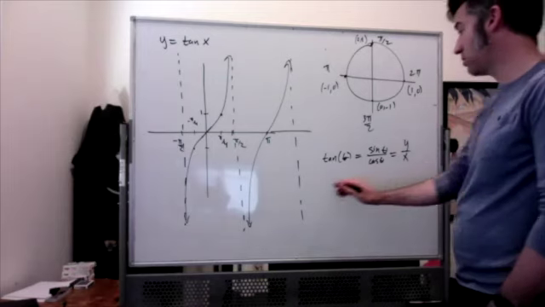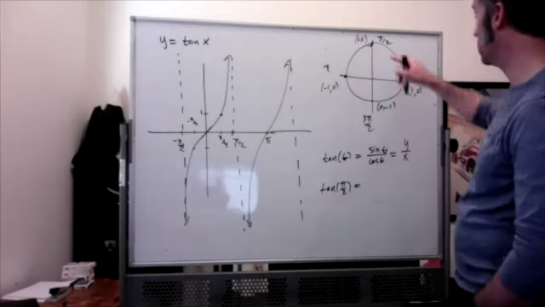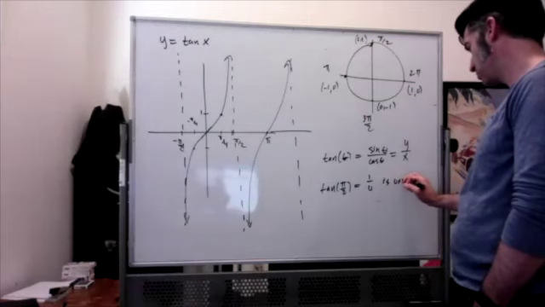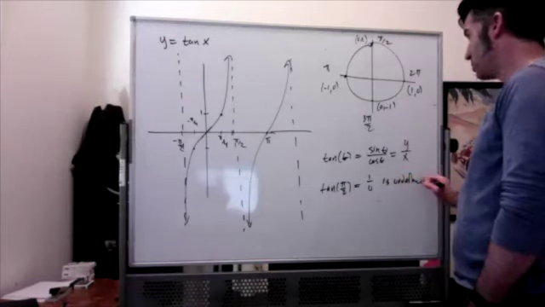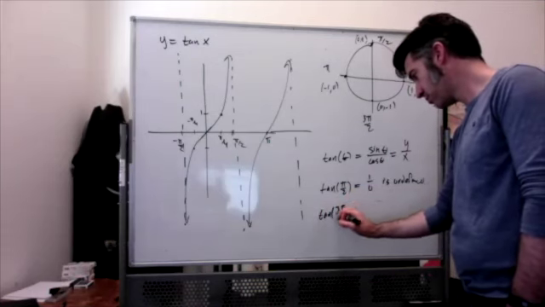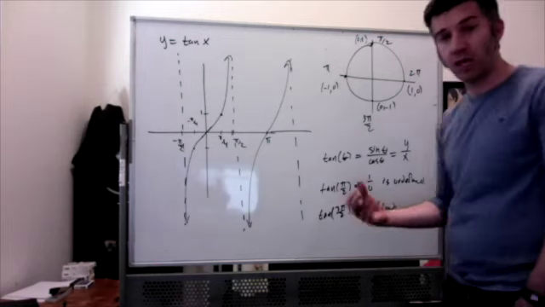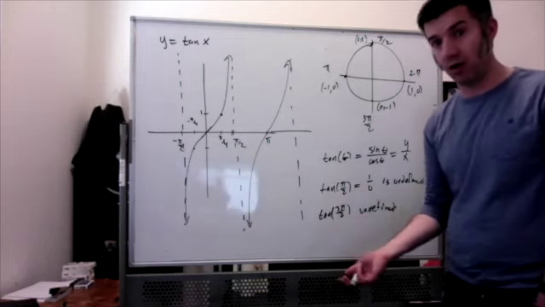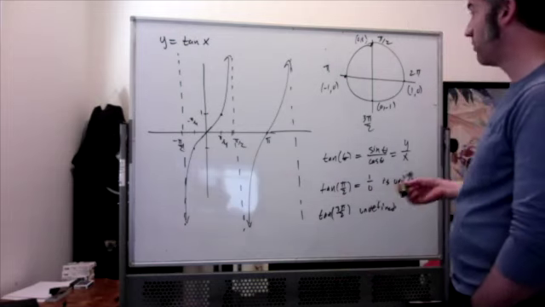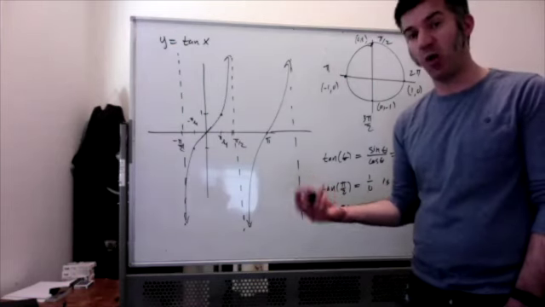Okay, so clearly tangent of pi over 2 is 1 over 0, which is undefined. Same thing for tangent of 3 pi over 2. Whenever the cosine part of the angle is 0, tangent's going to be undefined, and we're going to get a vertical asymptote. Well, negative pi over 2 is just pi over 2, but in the clockwise direction.